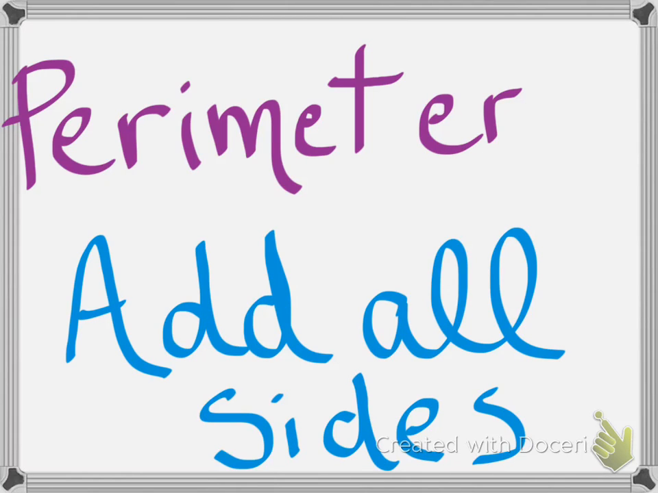And as another reminder that we have to add when calculating the perimeter, we go ahead and circle the T that kind of looks like an addition sign.